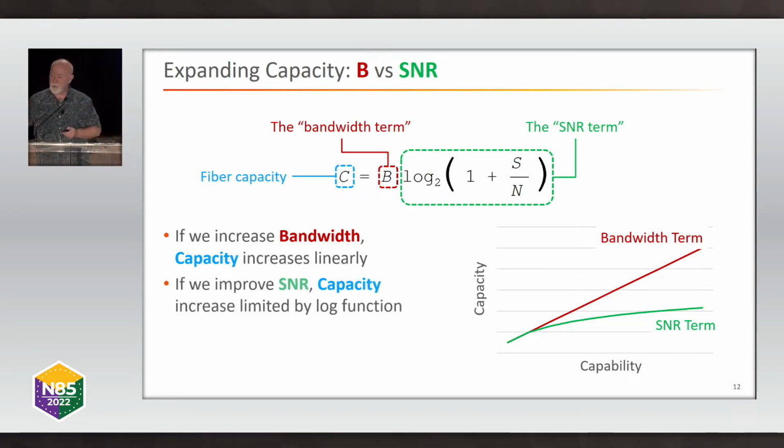If we improve the signal-to-noise ratio term, we are trapped inside a logarithm. And so we start to get a diminishing return as we improve the signal-to-noise ratio. And this is really where we're at in terms of things like transponder development today. We're starting to approach that limit.